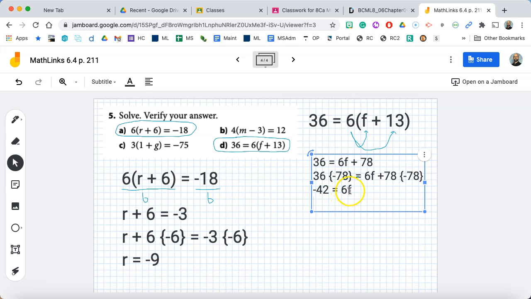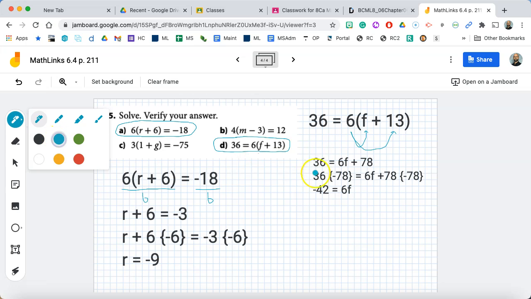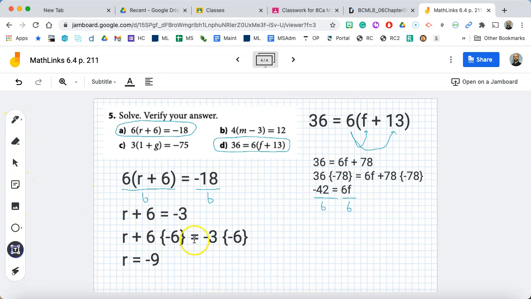How can I get rid of the 6 and isolate the f? I need to divide both sides by 6. Divide this side by 6. And then -7 equals f. And I'm basically done.